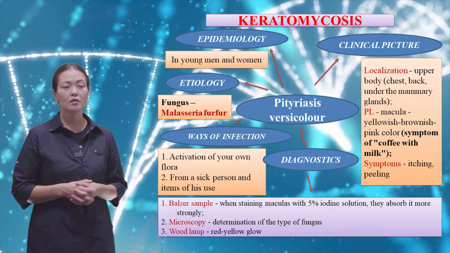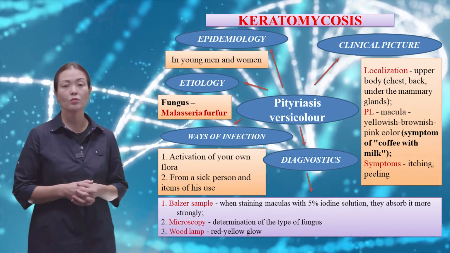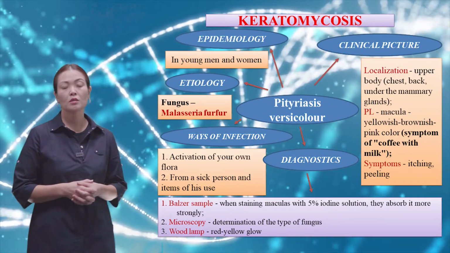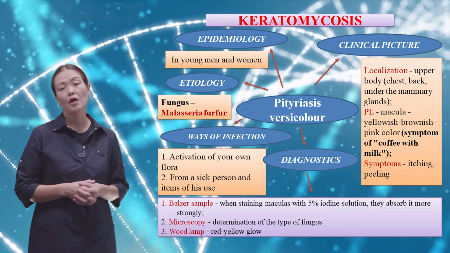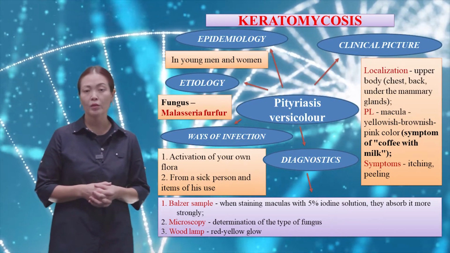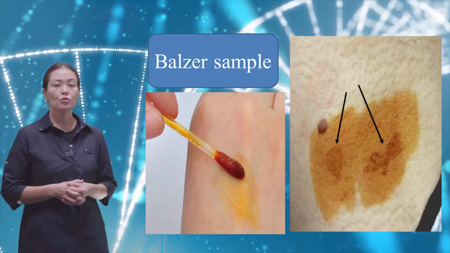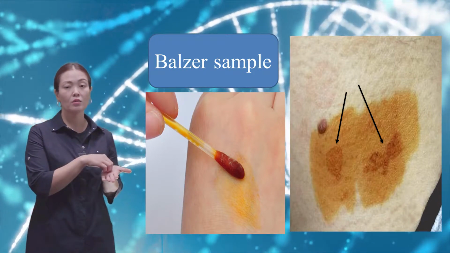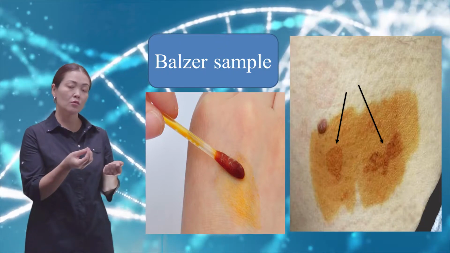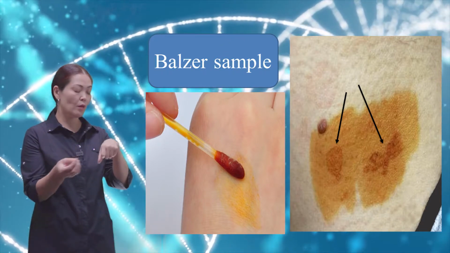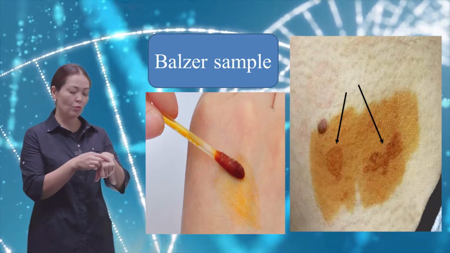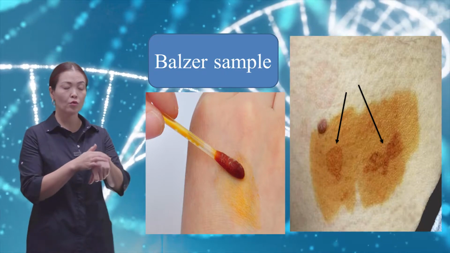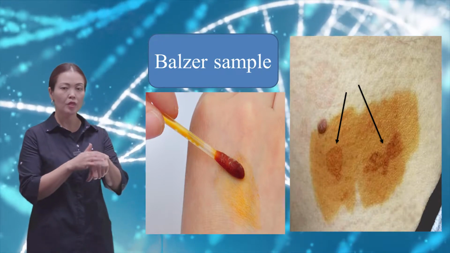The first diagnostic test is a very simple hand test which we mostly use in the practice of dermatology. We call this the Balzer sample. Balzer is the name of the author who first described this test. You take a 5% iodine solution and put a sterile cotton swab in it. With this sterile cotton swab, you rub the skin of the patient where macules are present, and the solution should also go onto normal skin without any changes.